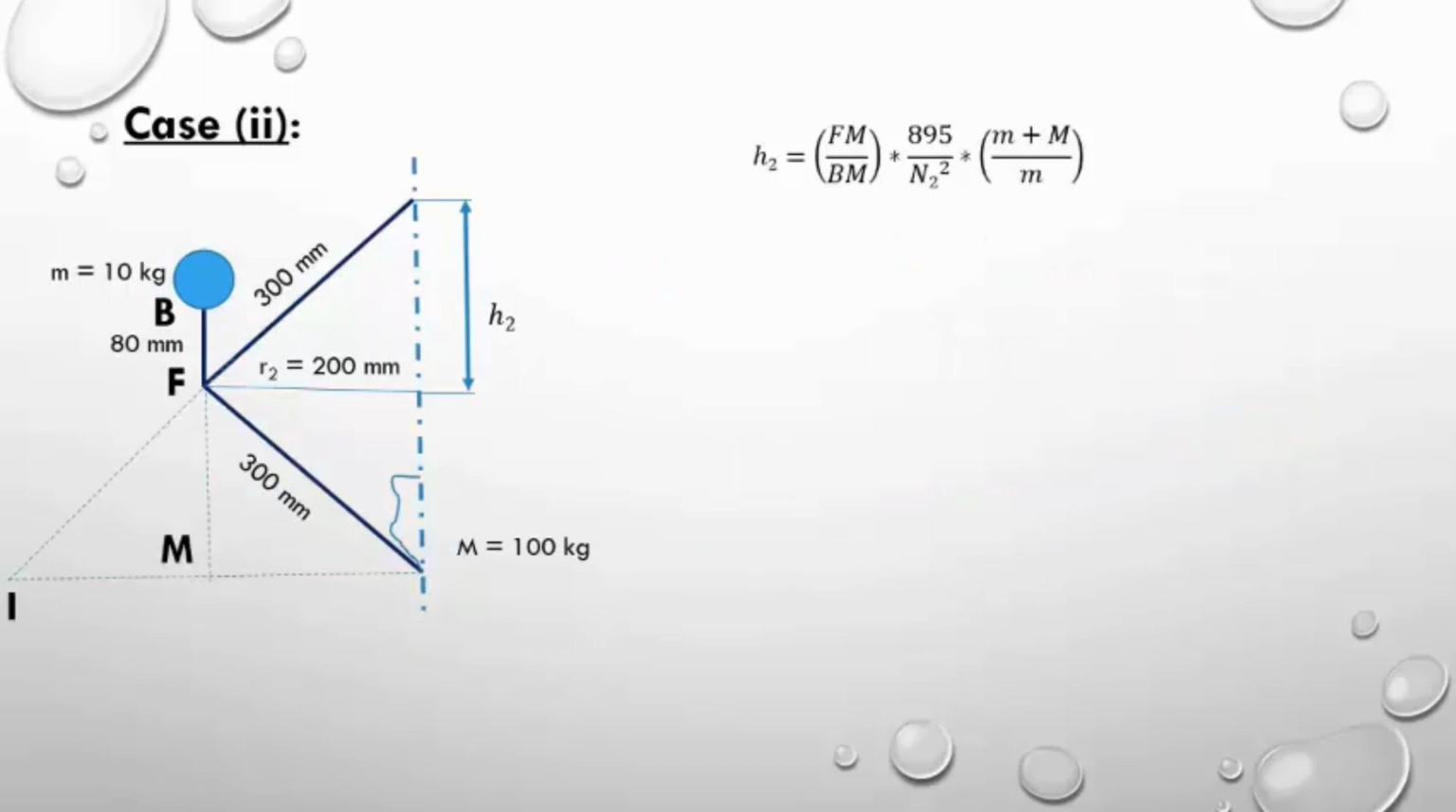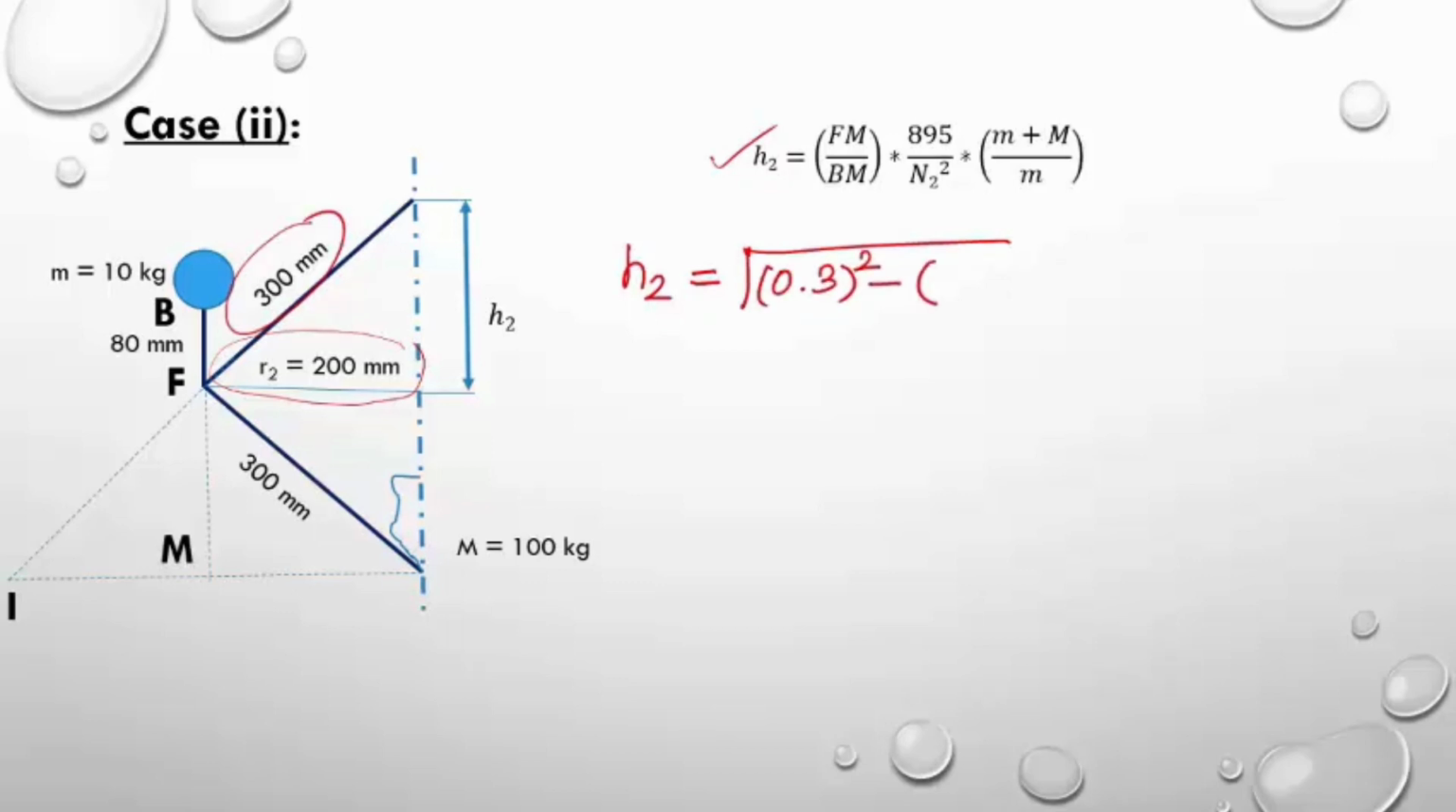Now considering the maximum equilibrium condition of the given Proel governor, the radius of rotation of the balls has been noted to be 200 mm. So for this condition also we can calculate the height of the governor H2 as root of hypotenuse square of the right angle triangle, that is 0.3 meter square, minus side 1 square, that is 200 mm, 0.2 meter. So the H2 value can be obtained as 0.2236 meter.